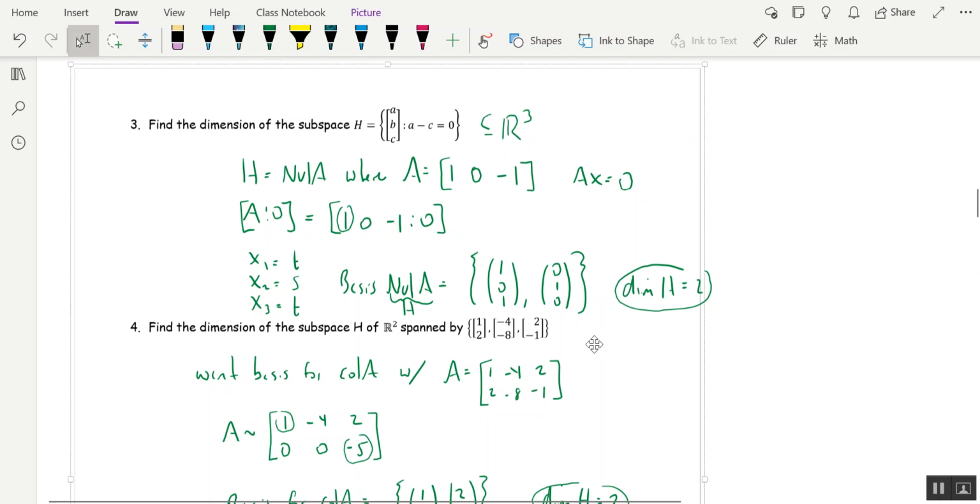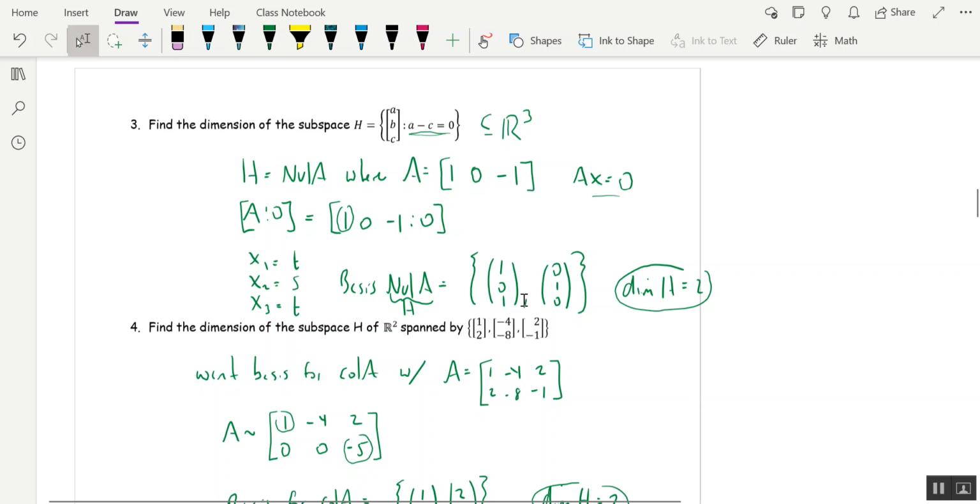Okay, so in terms of Null A or Col A, usually the tip-off is if you see equations over here, it's going to be a Null A problem. But first you need to make sure those equations are set equal to 0 because Null A is defined as the solution set of Ax equals 0.